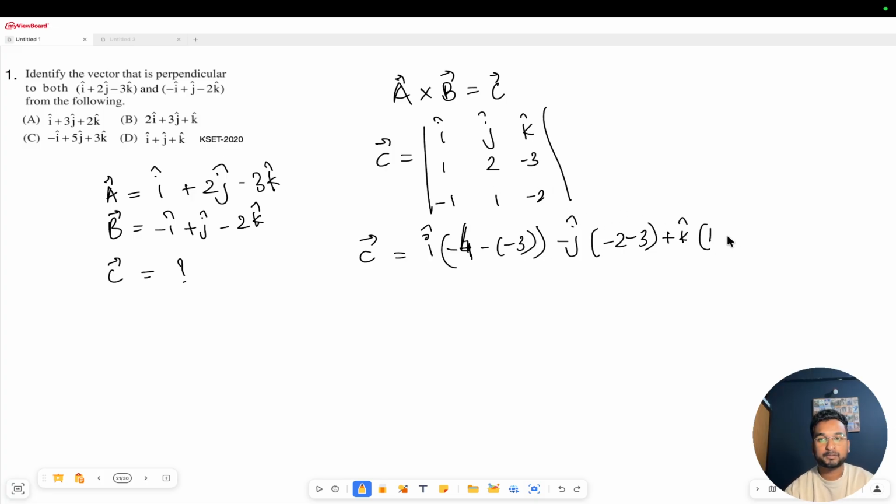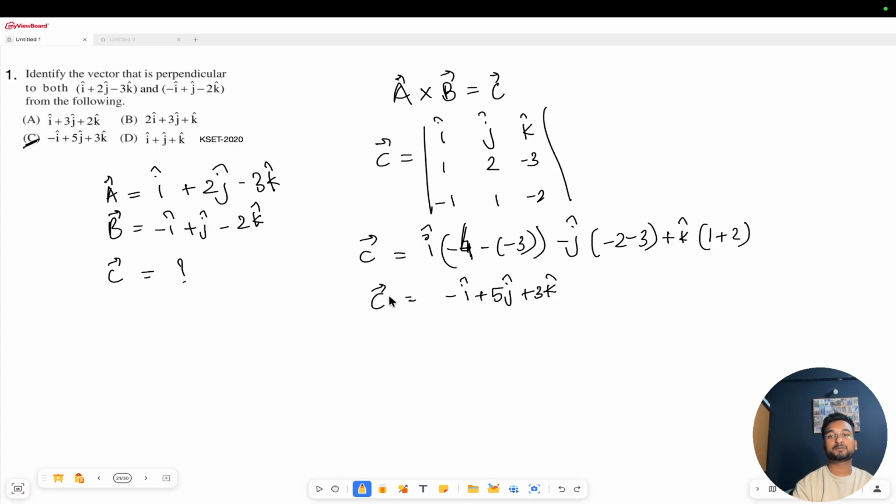1 plus 2. Okay, so this will be minus 4 plus 3, that means minus i cap. This will be minus 5. Okay, minus 5 into minus, it will be plus 5 j cap and plus 3 k cap. So this is the third vector C which is perpendicular to both A and B. So what will be that? Option C is correct.